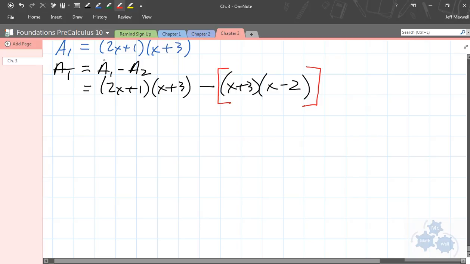Okay. So if we multiply this out, then we have 2x squared plus 6x plus x plus 3 minus x squared minus 2x plus 3x minus 6. Is that agreed?